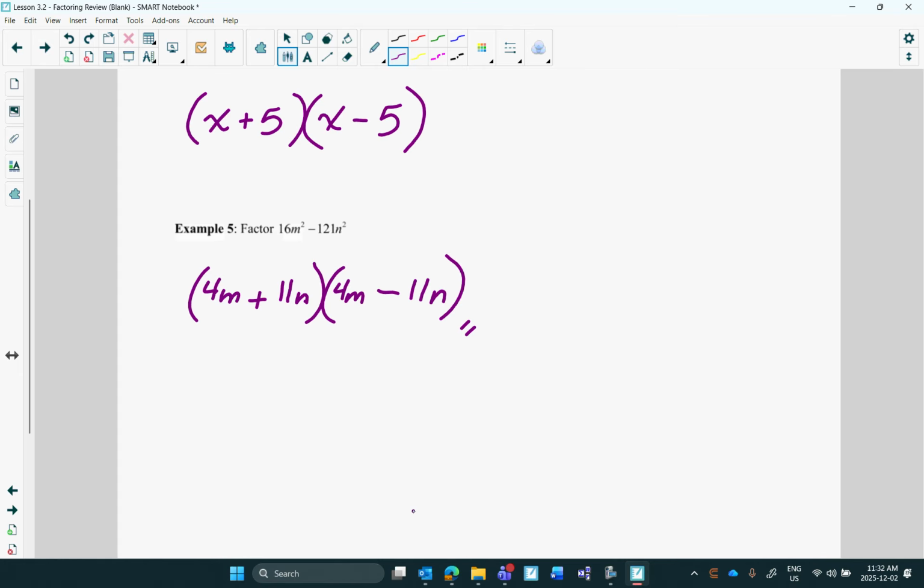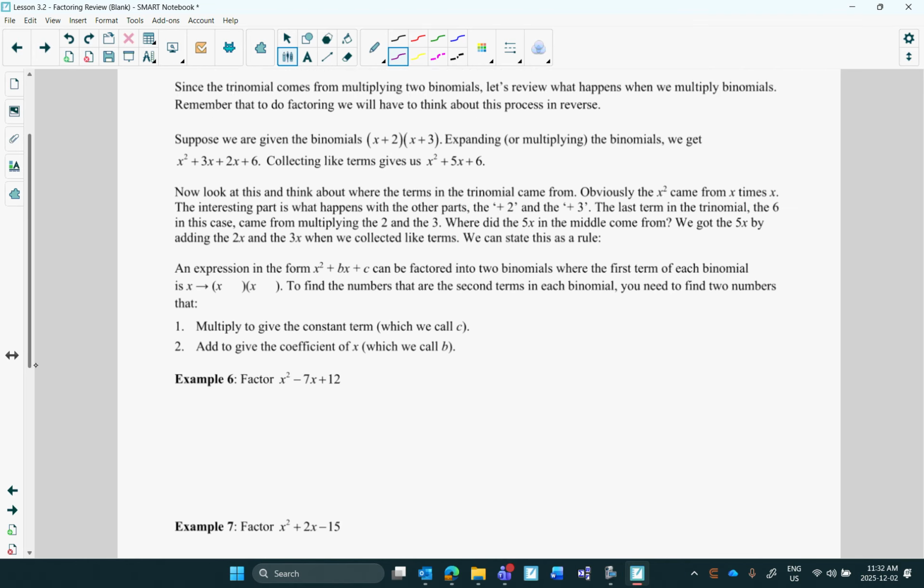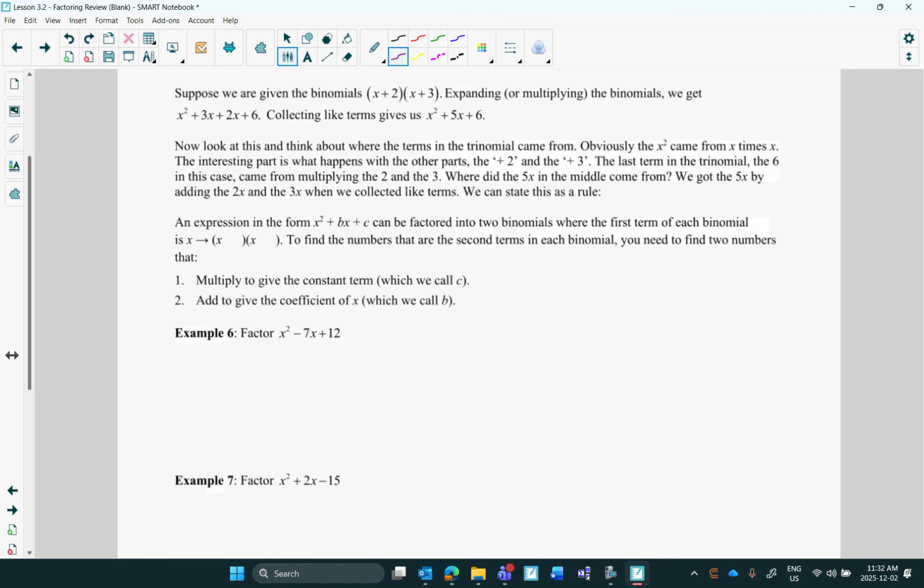Now we get to certain types of trinomials. If we've got a trinomial that has an x squared, an x, and a number in it, we can always factor it into 2 binomials. Always. The first terms in each binomial will be x. So again, I'm there and I haven't even done any math yet.